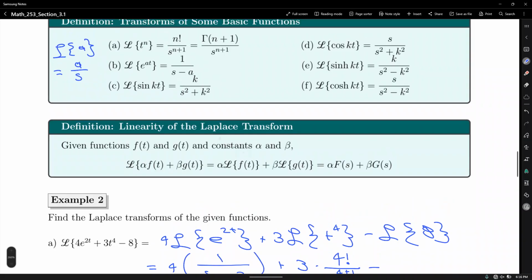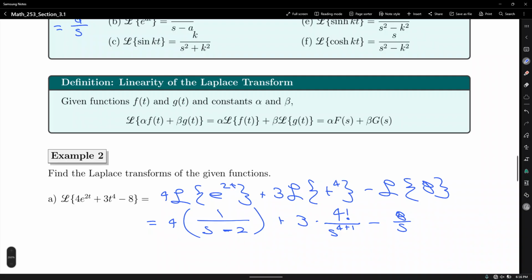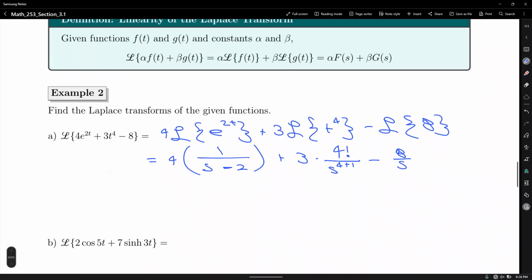What's the Laplace transform of a number? It's just the number over s. 8 over s. And that's the transform. No more integrals, no more gamma function, just formulas, right? Well, at least let's simplify this a little bit.